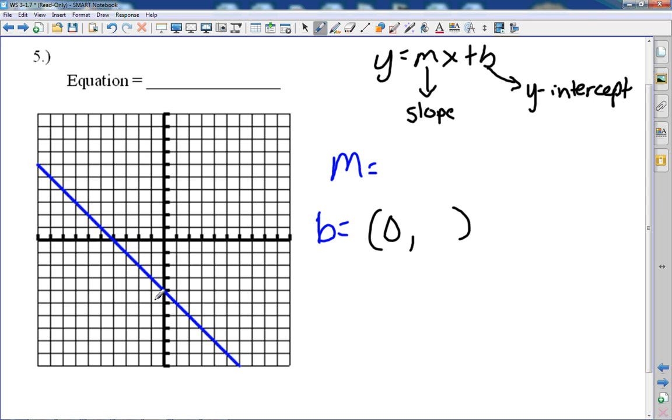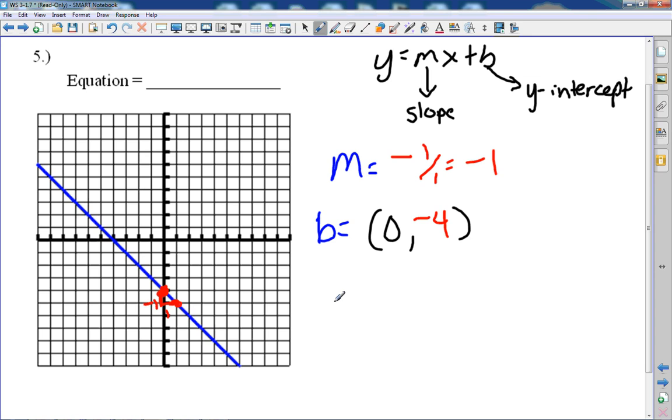I like to find my y-intercept first, and I'll put a dot right here. 1, 2, 3, 4. So I have 0, -4. Now my line is decreasing. It is going down, so that means my slope is going to be negative. I like to start on my y-intercept. I go down 1 and over 1. Did that hit the line? Yes, it did. Down 1 and over 1.